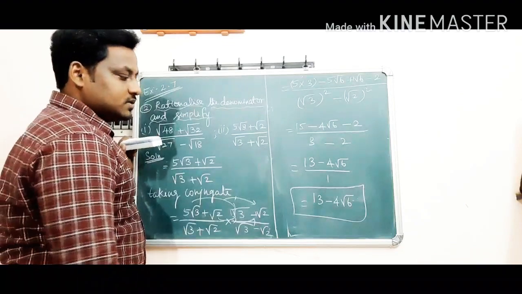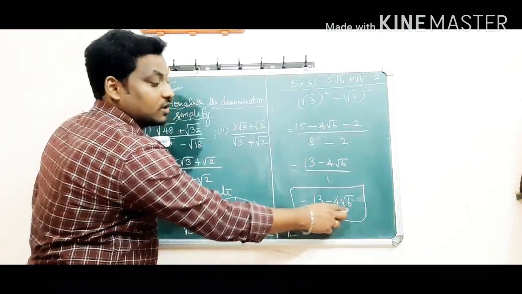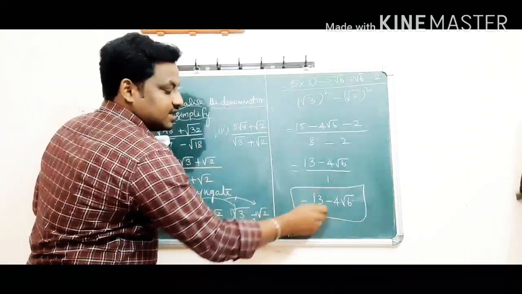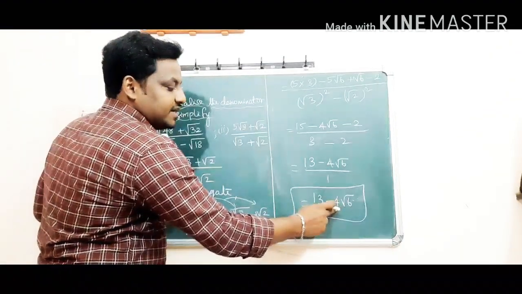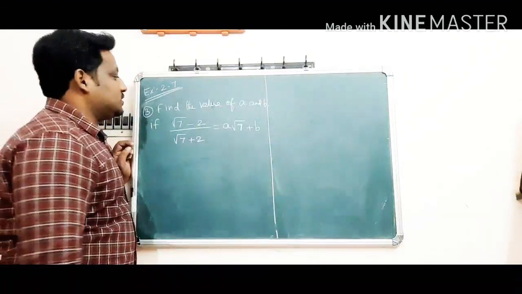Clear? So here don't do that. 13 minus 4, that is equal to 9 root 6. Here 4 root 6 is one value, 13 is an integer value. Okay, so don't do that. You only have to write 13 minus 4 root 6. Okay, clear? Now we move on to the third question.